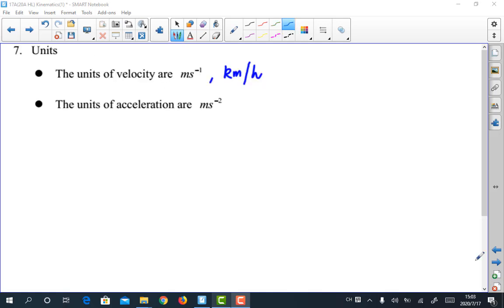Section 7, units. The common units we usually use for velocity and acceleration could be meter per second, kilometers per hour. So they are the common units we use for velocity, including average velocity and instantaneous velocity. Meter per second squared is a common unit we usually use for the average acceleration and the instantaneous acceleration.